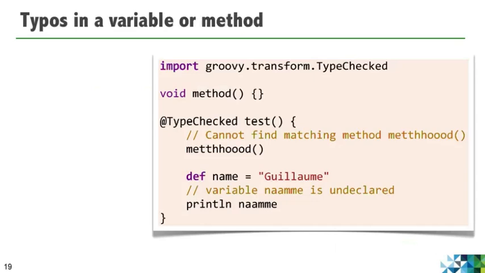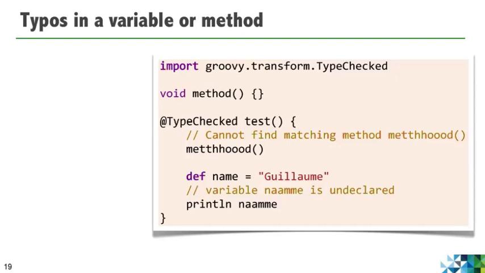More concretely, let's take a first example with this little script here. We have a method called method, and we also have a second method called test, which we annotate with the @TypeChecked annotation. This annotation is going to trigger what we call an AST transformation, which will plug into the compilation process so that the Groovy compiler can add compilation errors when it makes sense.